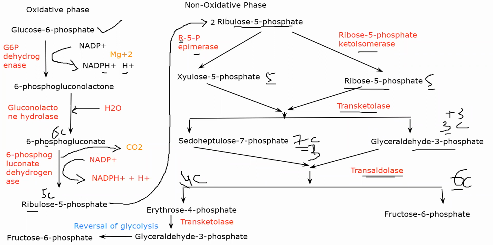What happens is this oxidative phase, or the oxidative reaction, occurs 2 times. So you end up with 2 molecules of ribulose 5 phosphate. Okay? This is the oxidative phase where you are oxidizing the molecule repeatedly. These 2 molecules of ribulose 5 phosphate will be subjected to 2 different enzymes. Now from here on out, the non-oxidative phase has started.